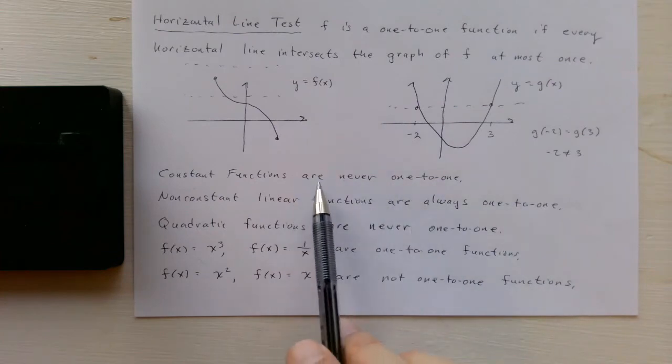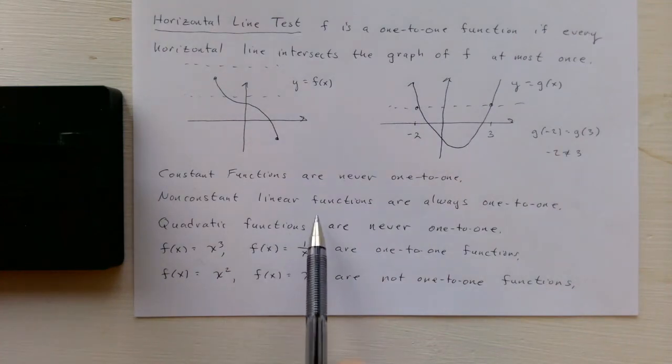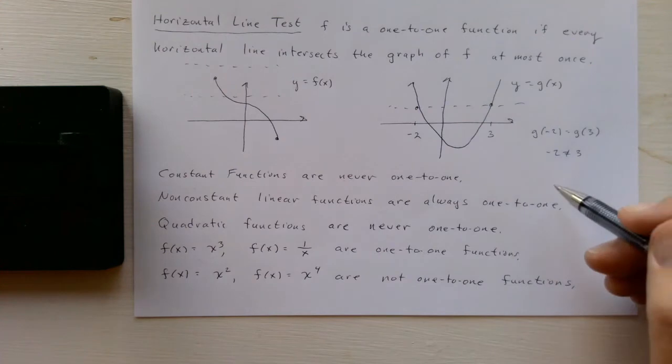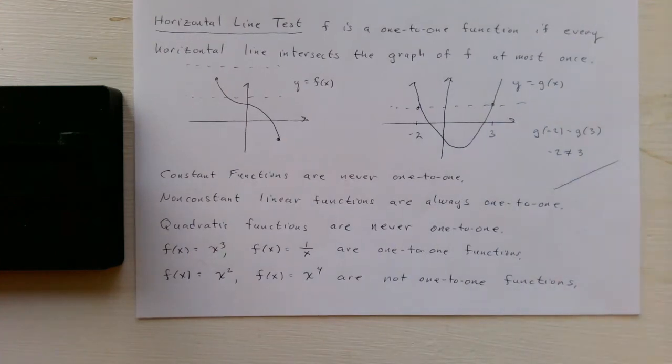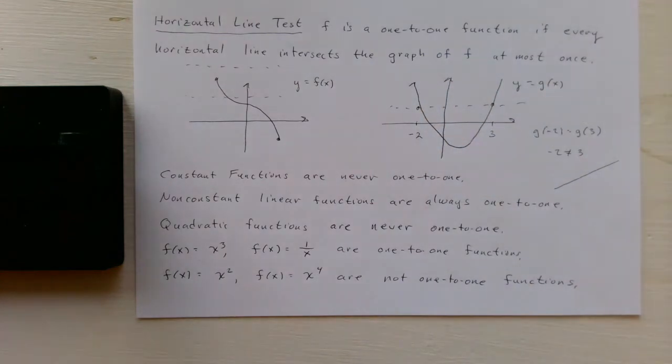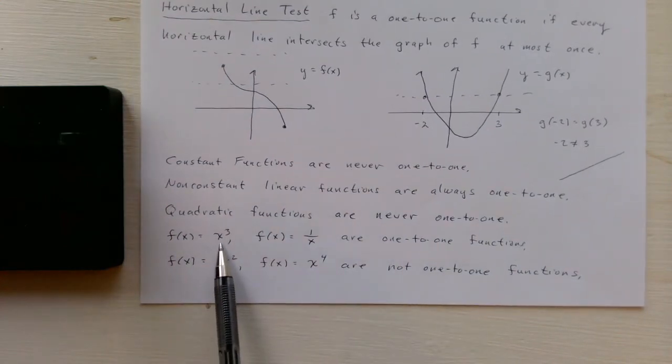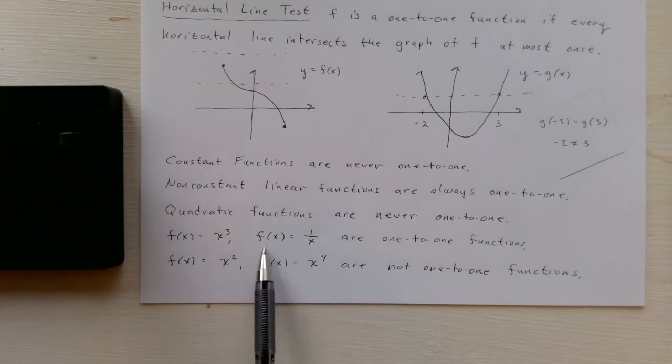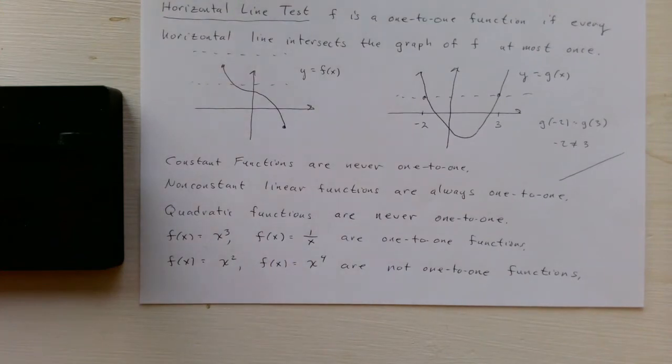Obviously, with constant functions, all the inputs give the same output. Non-constant linear functions, the graphs of those are just lines which are not horizontal, so obviously every horizontal line is going to intersect this exactly once. So these non-constant linear functions will always be one-to-one. Quadratic functions are never one-to-one because we know their graphs are parabolas, so they don't pass the horizontal line test. And then we can see that there are some functions like x cubed and 1 over x. We look at their graphs and we can see that they pass the horizontal line test.